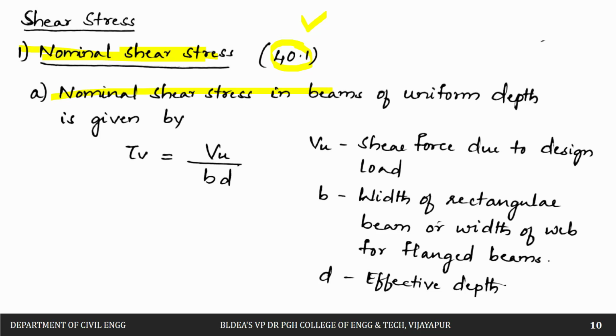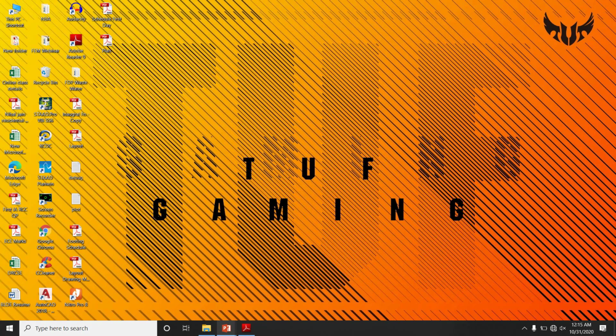Nominal shear stress in a beam of uniform depth is given by tau v equal to Vu by b into d. This tau v is nothing but the nominal shear stress. Vu is the shear force due to design load. B and D are the cross-sectional dimensions of the section, whether it is a rectangular beam or a flanged beam. This is given in the IS code in clause 40.1.